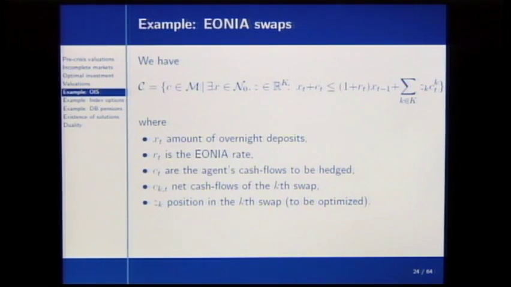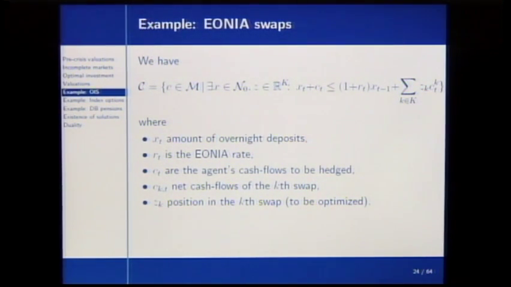In this case, the set of claims C that we can superhedge for free is given by this. Capital K is the collection of swaps traded in the market, so those are the swaps for which we have the quotes. And C^k_t is the net payment in the kth swap contract at time t.